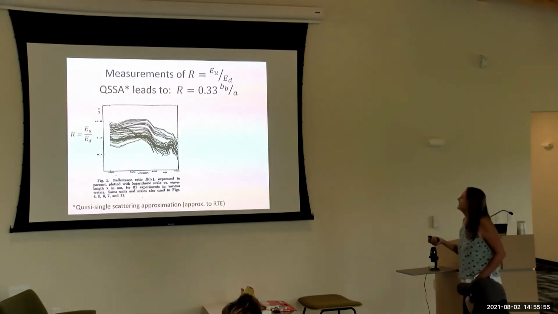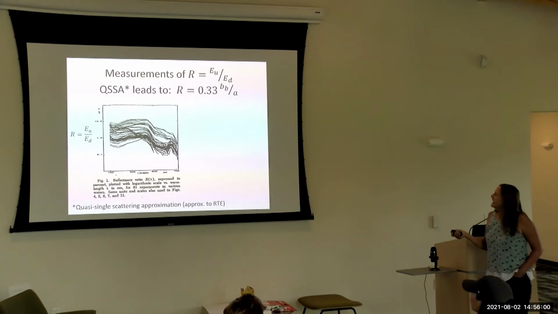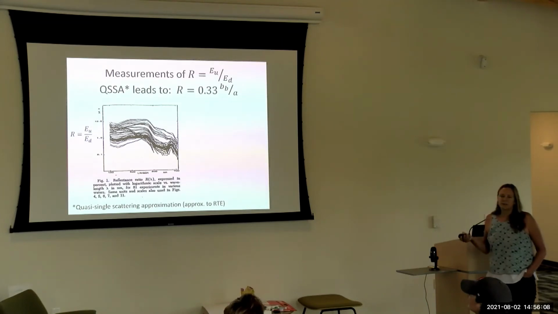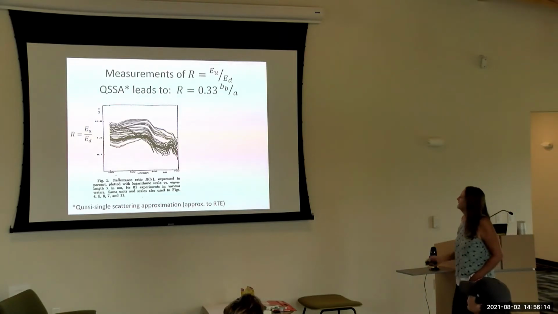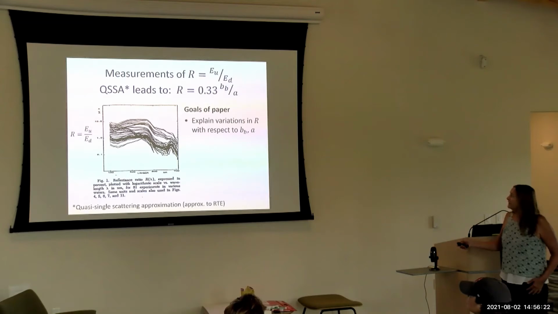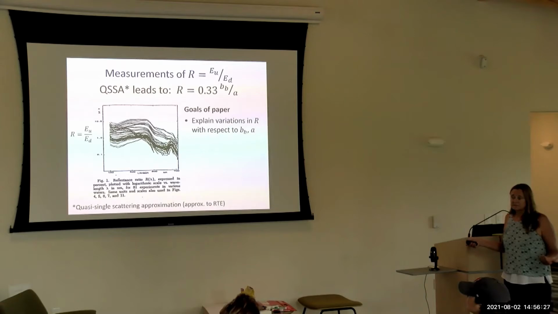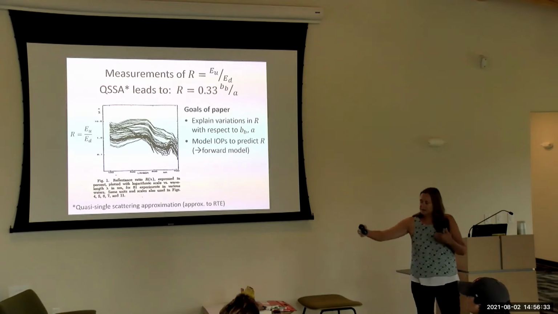All right, so here's what they had. They had E-radiance reflectance, but they didn't have radiance sensors back then. And these are the spectra, wavelength lambda and reflectance, Eu over Ed. It's on a log scale, but you can see all the different shapes you all have been seeing over and over again. Then they used the quasi-single scattering approximation and related it to b_b over a. They read Howard Gordon's paper. So the goals of the paper were to try to explain all of these variations using the IOPs rather than just saying chlorophyll, and to model those IOPs in order to do a forward model to predict R.